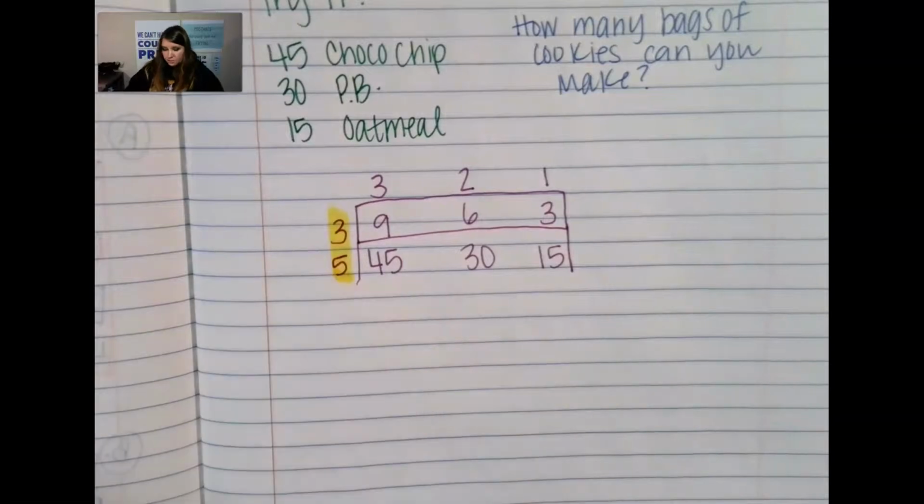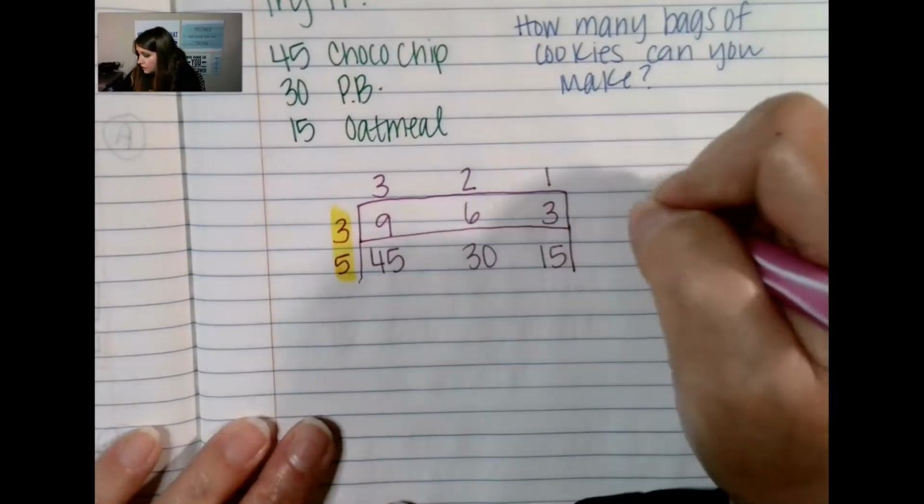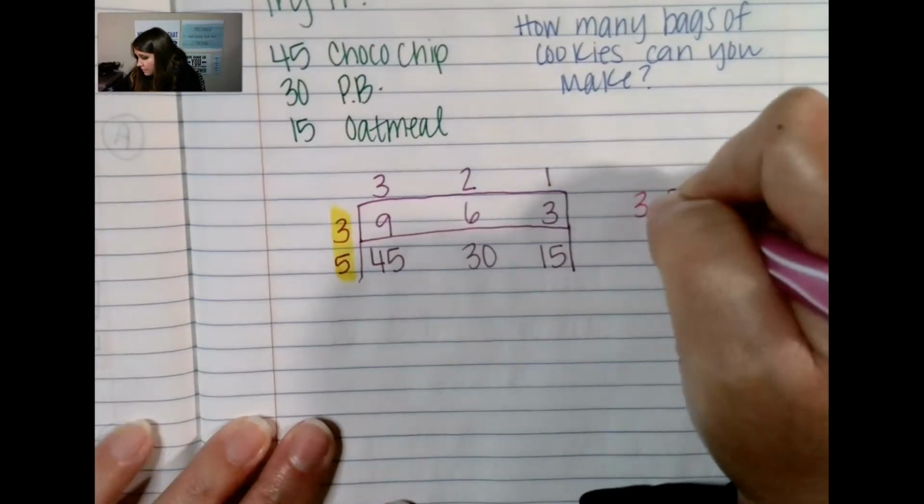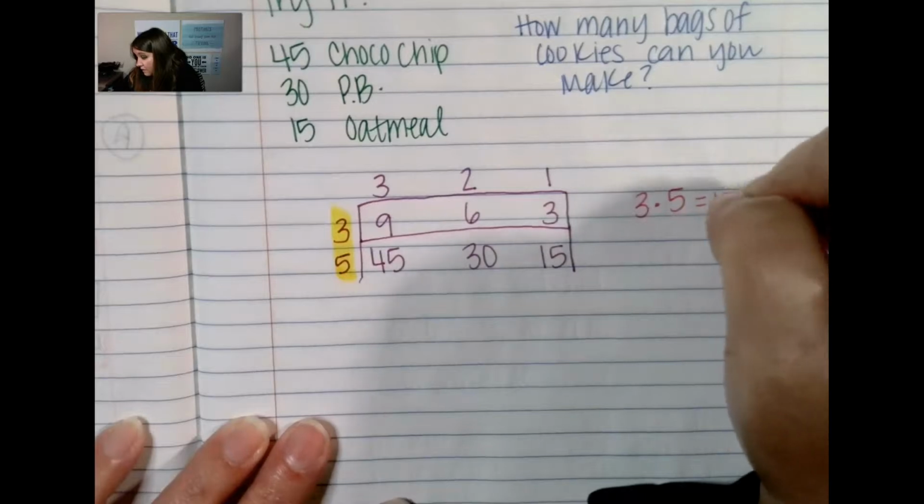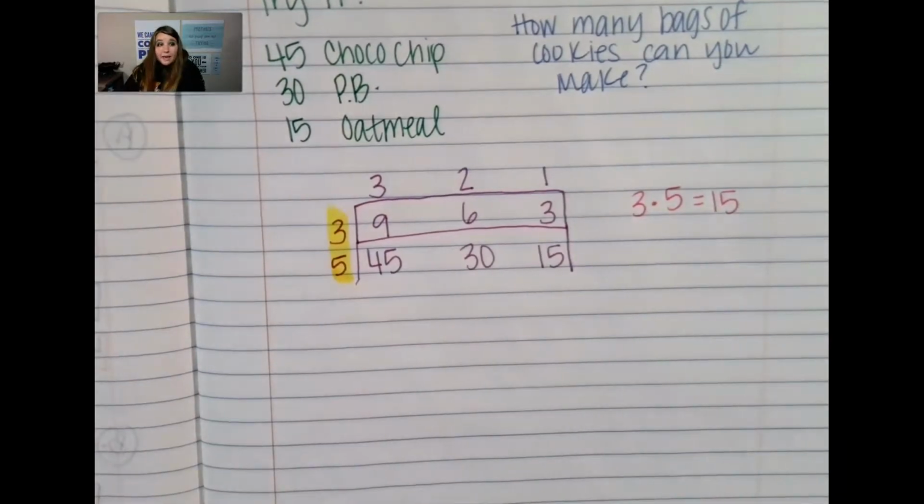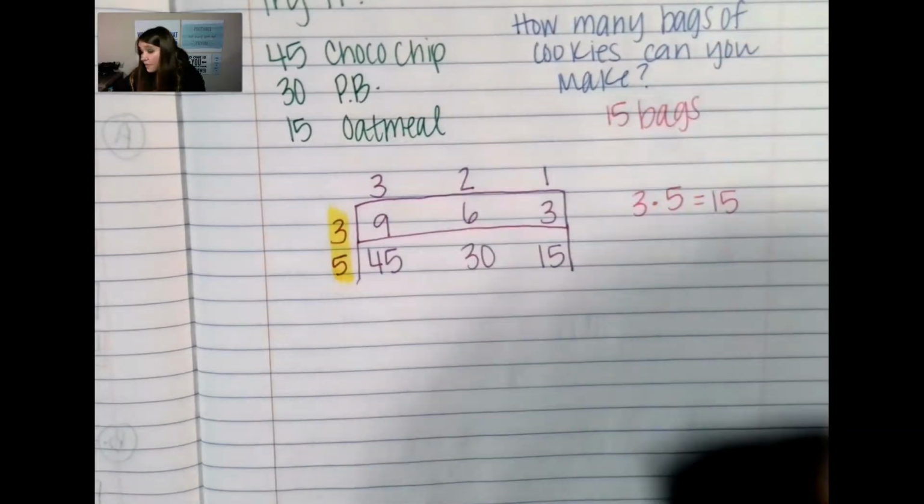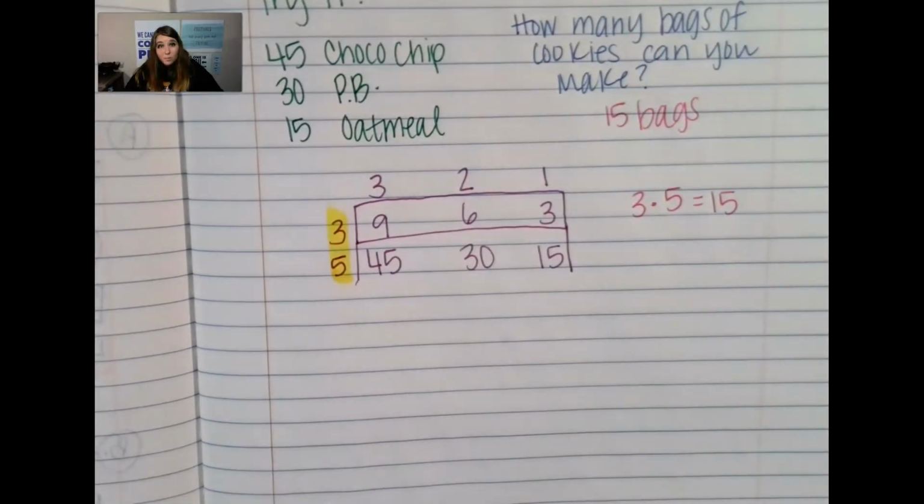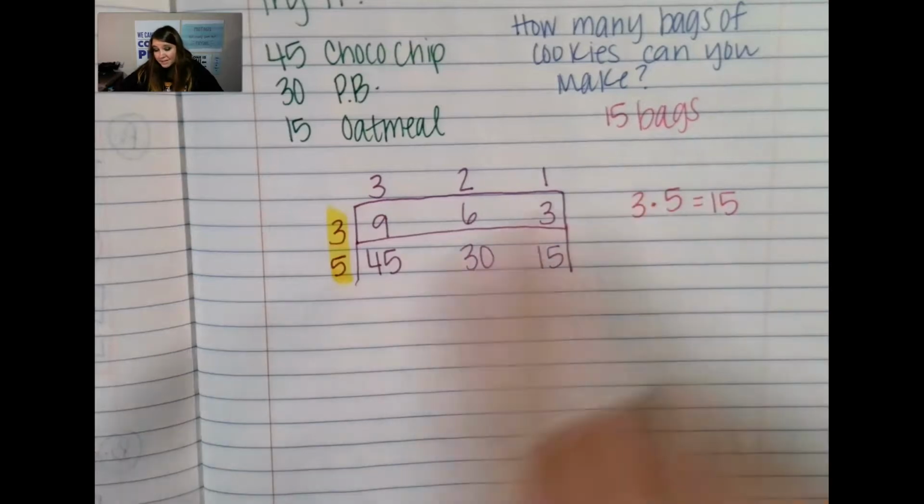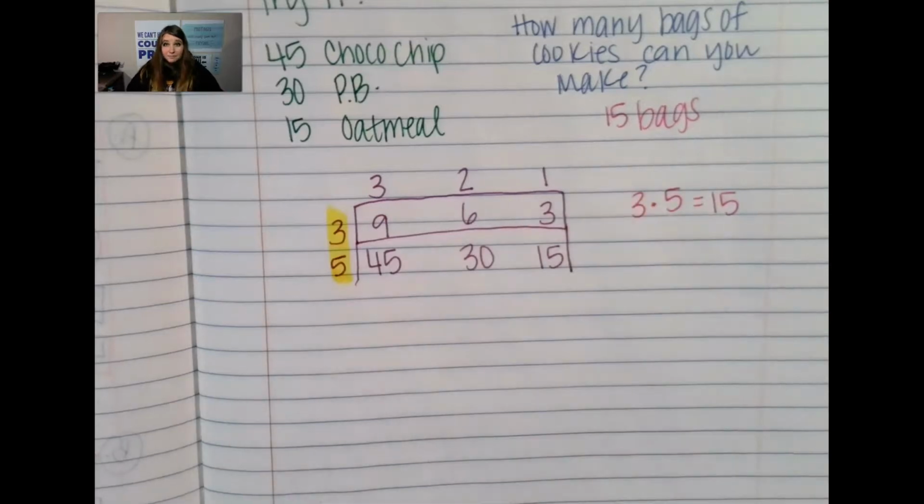And now I'm going to multiply those together. So I have 3 times 5, and that equals 15 bags. I can make 15 bags of cookies. That is awesome. I hope that when you give out one of these bags of cookies that you give one to me. Just kidding.